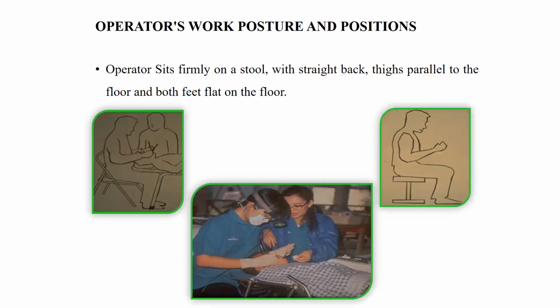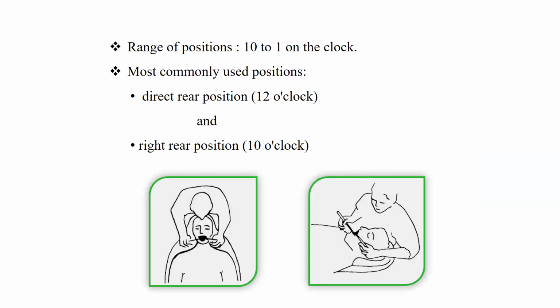Operator's work posture and positions. Now these are the postures or the positions in which the operator sits and performs the treatment. The operator sits firmly on a stool with a straight back, thighs parallel to the floor, and both feet flat on the floor. The range of positions is from 10 to 1 on the clock. Most commonly used positions are the direct rear position, that is the 12 o'clock, or the right rear position, which is the 10 o'clock position.